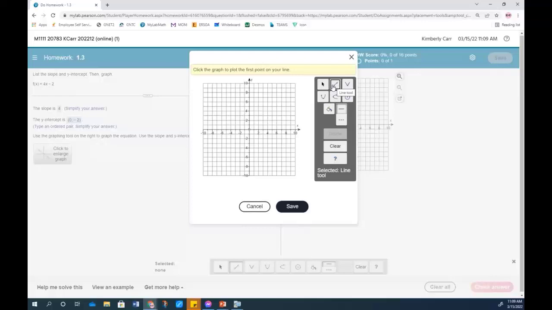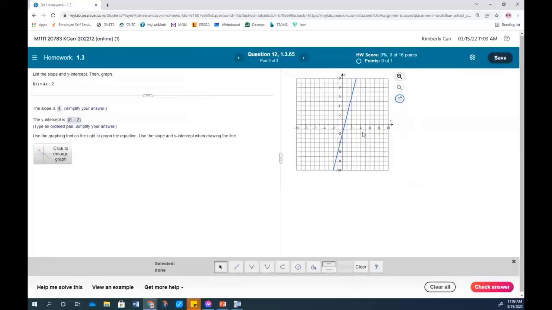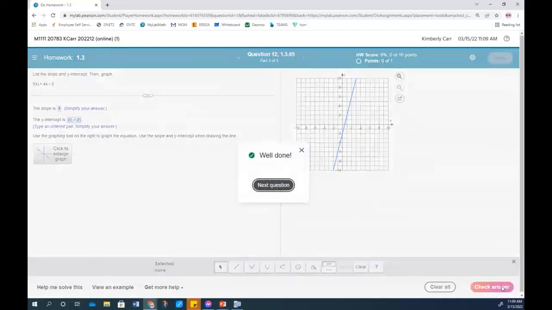So I know that the y-intercept is 0, -2. You can still see that over there. So 0, -2. And then it has a slope of 4. So I use that by going up 1, 2, 3, 4, and then go to the right 1. Because what you have to remember is the slope of 4 is the same thing as 4 over 1. Now when I click Save, it puts it here and it's in blue, and we're ready to check the answer.